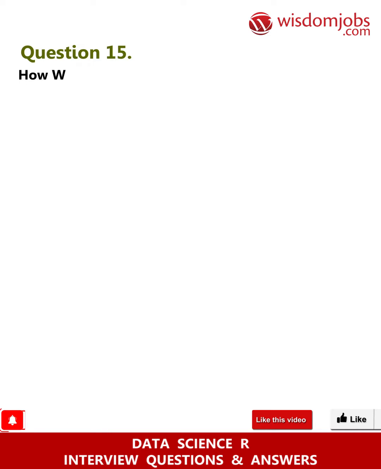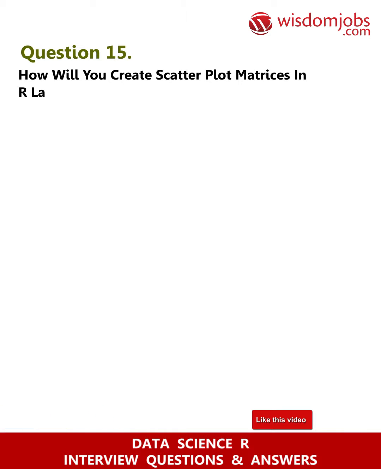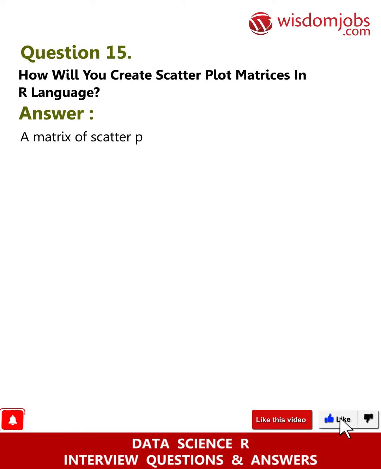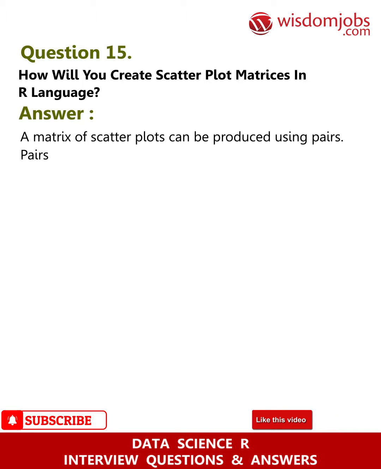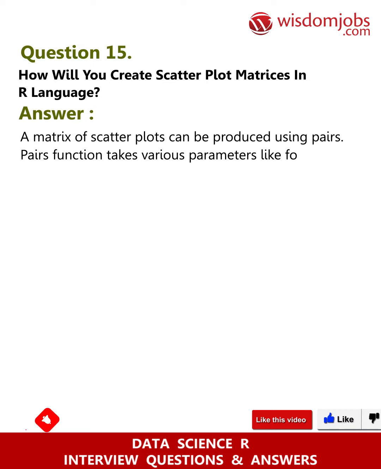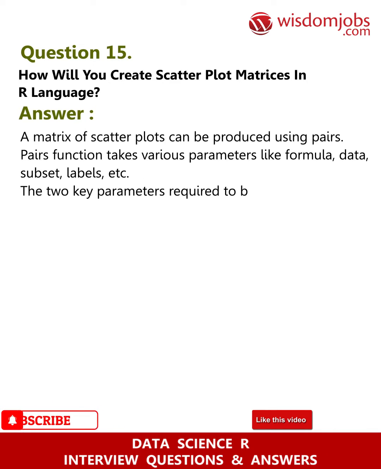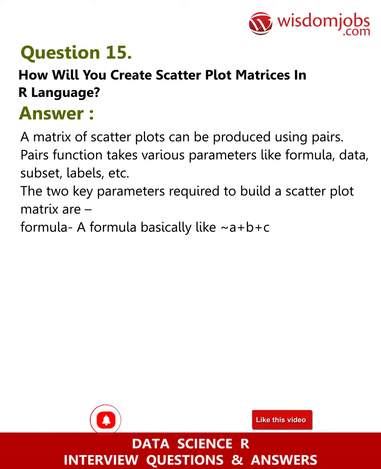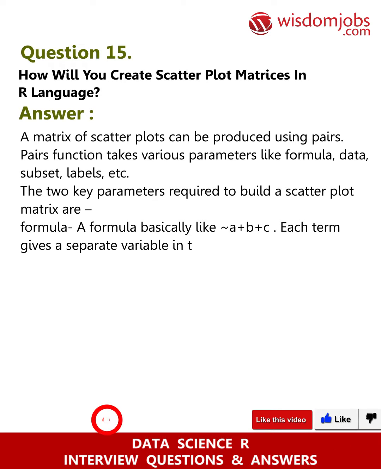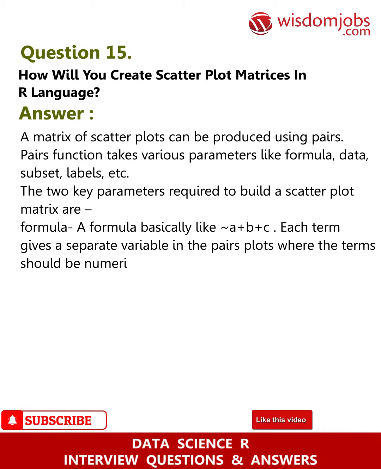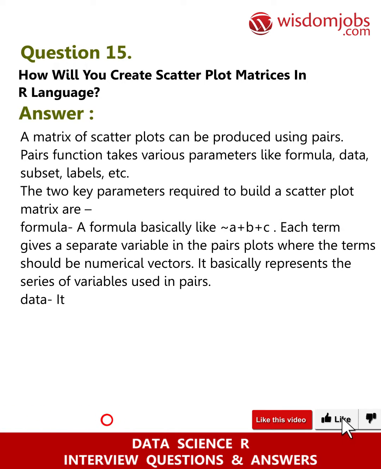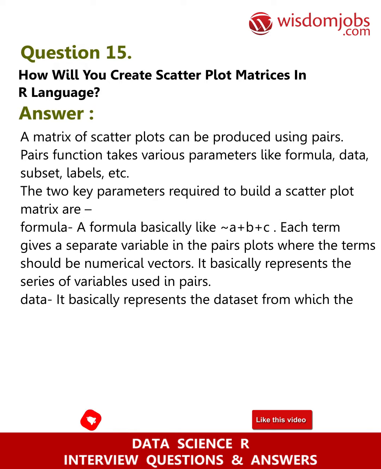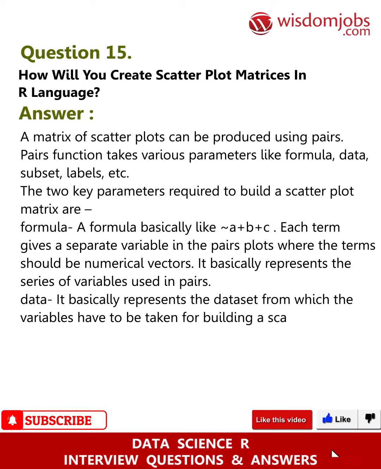Question 15. How will you create scatterplot matrices in R language? Answer. A matrix of scatterplots can be produced using pairs. The pairs function takes various parameters like formula, data, subset, labels, etc. The two key parameters required to build a scatterplot matrix are: formula, basically like a + b + c. Each term gives a separate variable in the pairs plots, where the terms should be numerical vectors. It basically represents the series of variables used in pairs. Data. It basically represents the dataset from which the variables have to be taken for building a scatterplot.